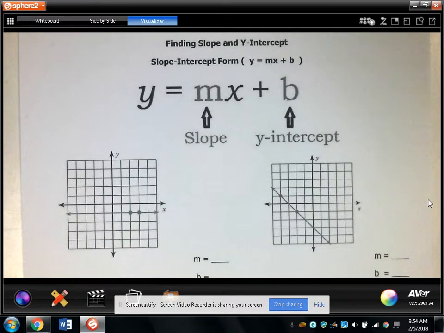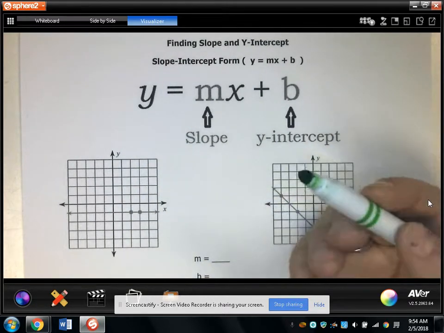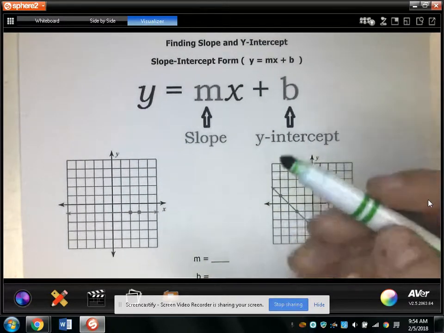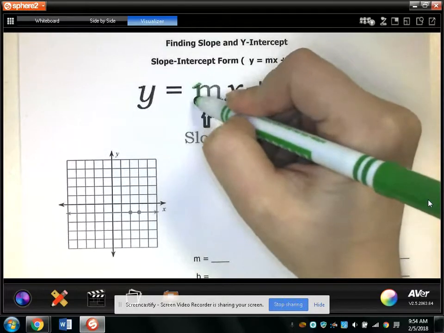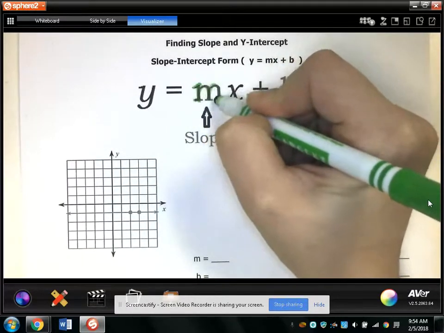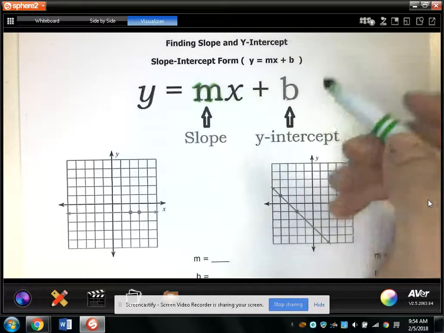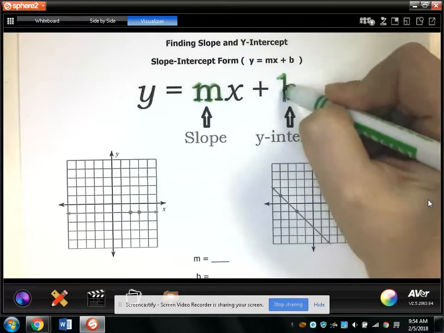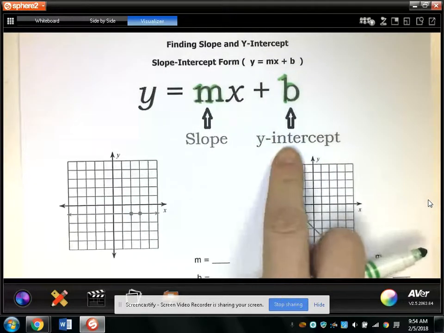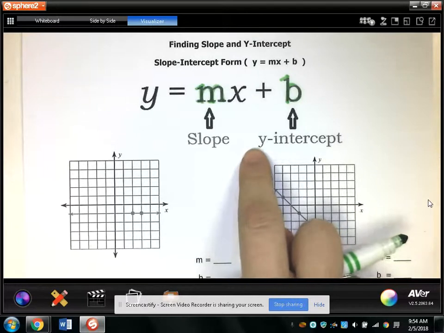Okay, in this video I'm going to go over the slope-intercept form of the equation of a line. So to write the equation of a line in slope-intercept form, you just need to find two things out about the line. You need to find out what is the line's slope, which is represented by the letter m, and you need to find out what is the line's y-intercept.